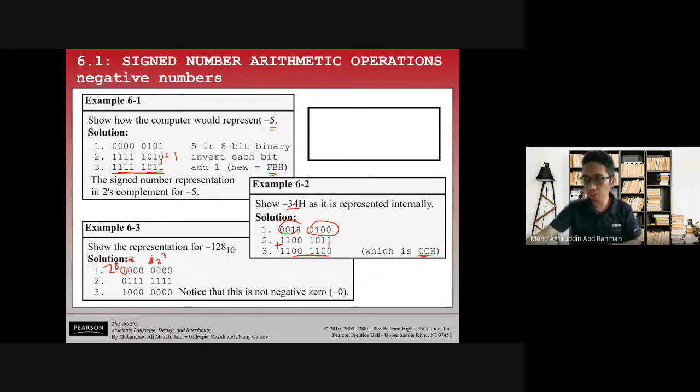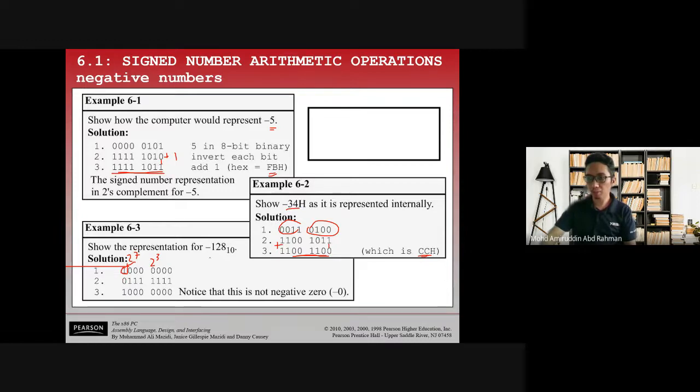Wait, give me a second. Sorry, it's 2 to 7. Let me erase that. Okay, here it is 2 to 7, and here it is 2 to 3. And then the rest, you know, right? So you get 128 at 2 to 7, so you put 1 over there.